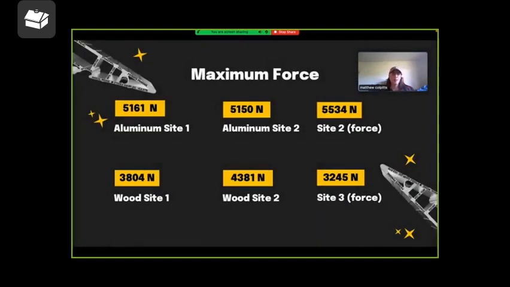So maximum force, as you can see here, was higher for the aluminum on most fronts. The only front where it wasn't was site 3, which was the weakest possible point on the wedge. And that was more just to see what would happen if we did this, what type of behavior we would see if this happened. But the aluminum at sites 1 and 2 is much stronger and has a much higher maximum force before it yields.